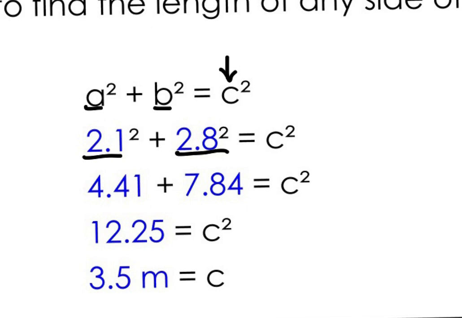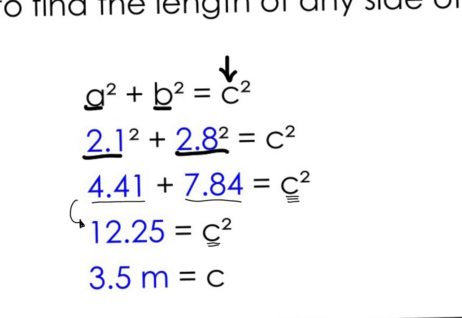2.1 squared was 4.41. 2.8 squared is 7.84. So those got replaced, and now I have this. Drop down my right side, which is just c squared. So I have 4.41 plus 7.84 equals c squared. Now here's where I said we're solving for c, but before we start solving, we simplify a little bit more by adding here, and we get 12.25 on the left side.